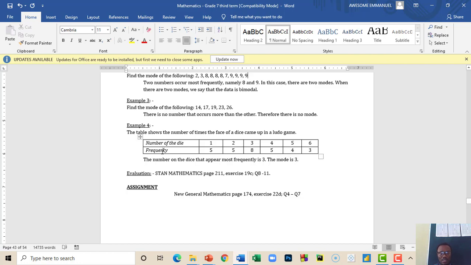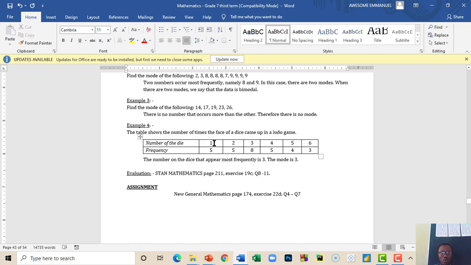Just come to the frequency part. The highest number in the frequency column here is 8. So what it means is that 3 occurs 8 times. So the mode will be 3, not 8. The mode is 3. Let me just explain this table, what it means.